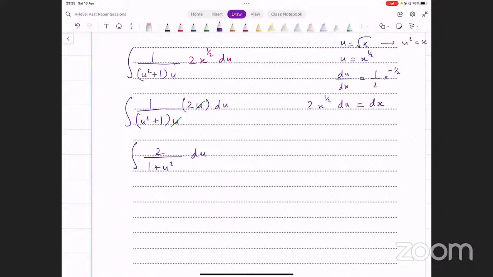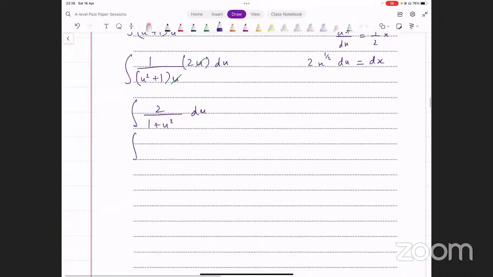Now, how do we integrate this thing? What form does it look like? 1 over or 2 over 1 plus u square. Does that remind you of something? Have we done any integration like this? जहाँ पे denominator में हमारे पास 1 plus u square आ रहा है और numerator में constant है. This is the tan inverse वाली form, right?